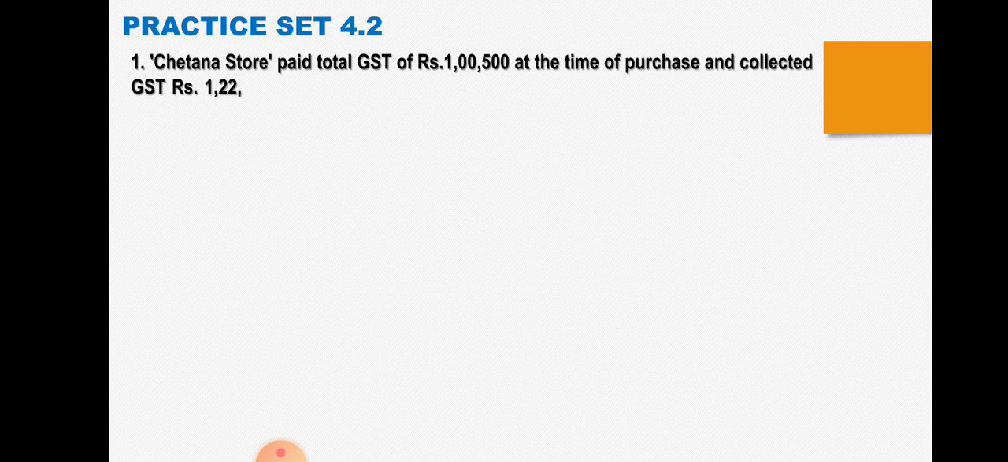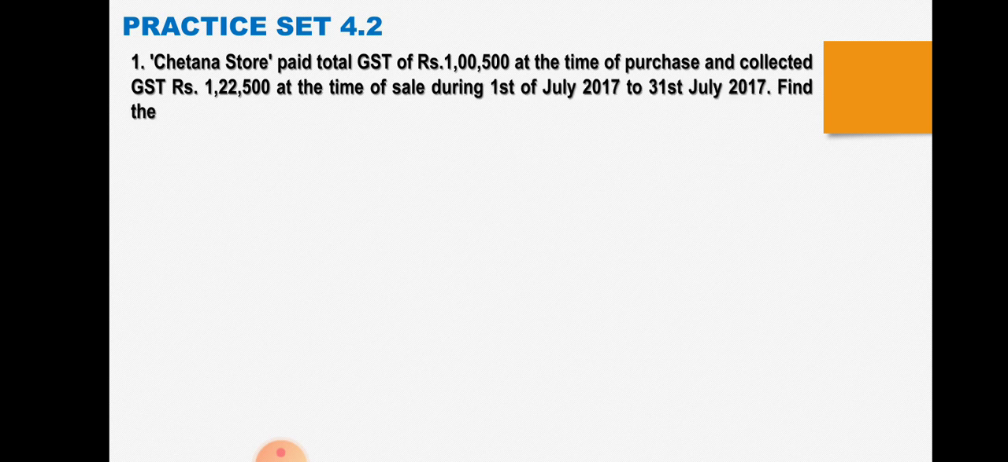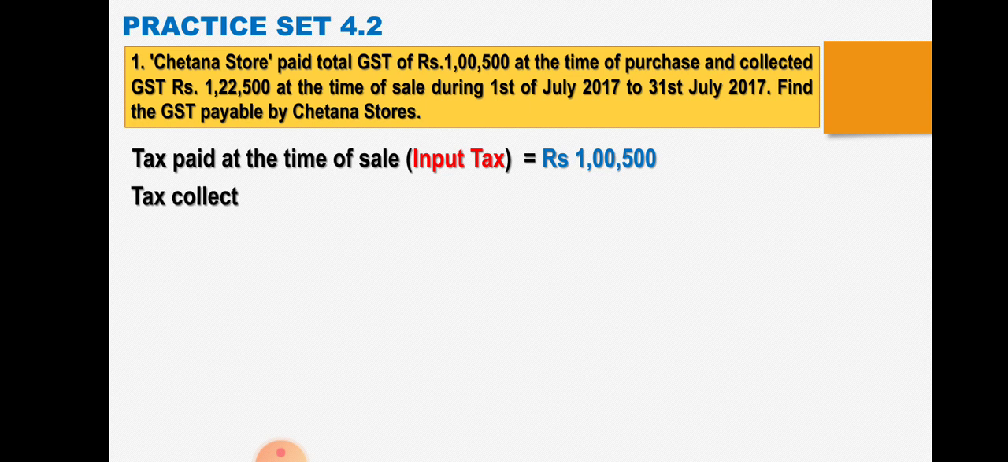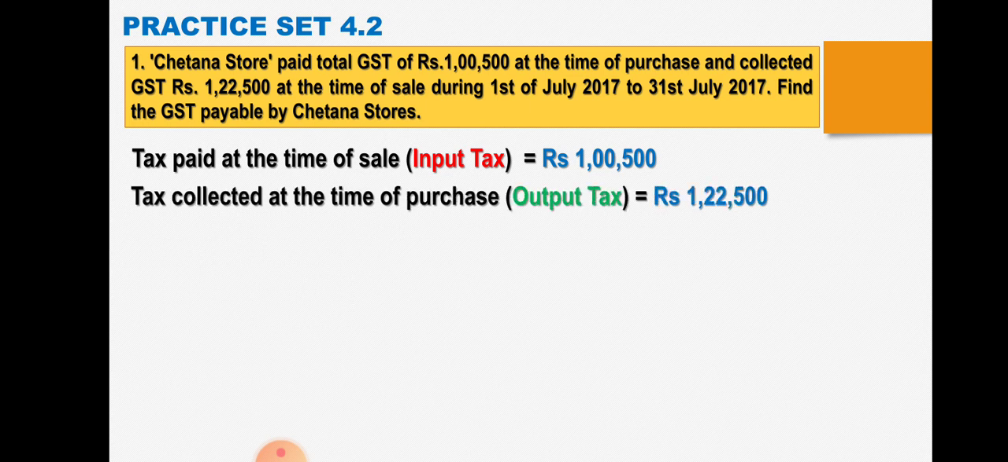In practice set 4.2, the first question is: Chetna store paid total GST of 1,50,000 rupees at the time of purchase and collected GST of 1,22,500 rupees at the time of sale during 1st July 2017 to 31st July 2017. We have to find the GST payable by Chetna store. So we will subtract the input tax from the output tax. Tax paid at the time of purchase is input tax, which is 1,50,000 rupees. Tax collected at the time of sale is output tax, so it is 1,22,500 rupees.